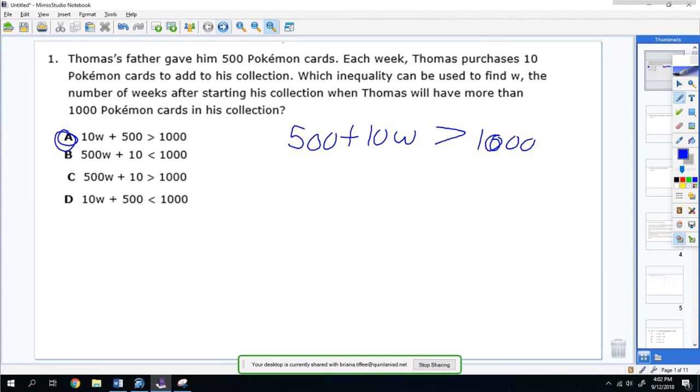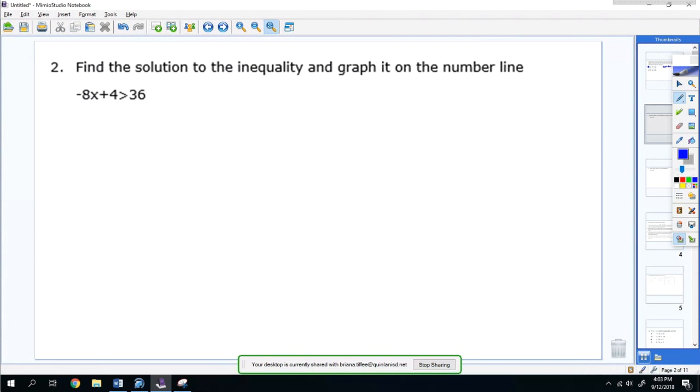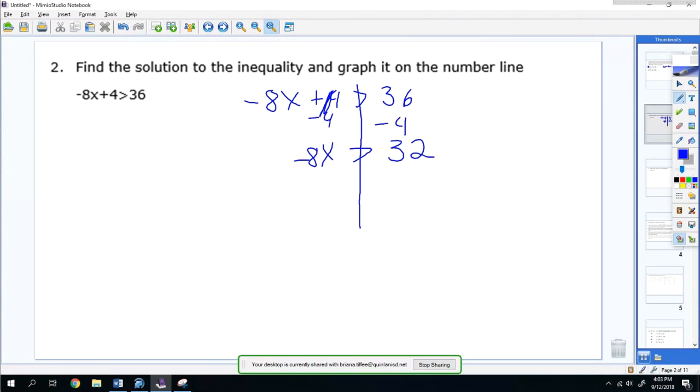Okay, number 2. Find the solution to the inequality and graph it on the number line. So I'm going to write that inequality a little bit better. Negative 8x plus 4 is greater than 36. So we draw a line down this. I'm going to look at the 4. The 4 is being added, so I subtract 4 from both sides. These cancel out. Negative 8x comes down. 36 minus 4 is 32. Divide by negative 8. And you get x is negative 4. And your sign will flip because you just divided both sides by a negative.